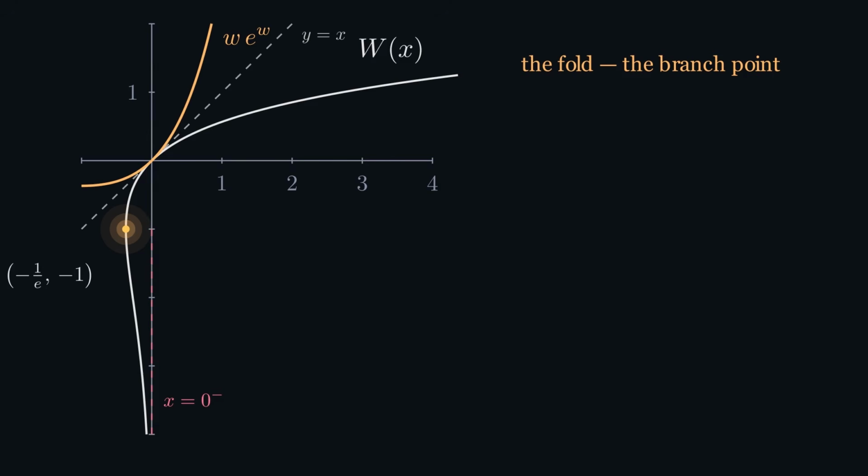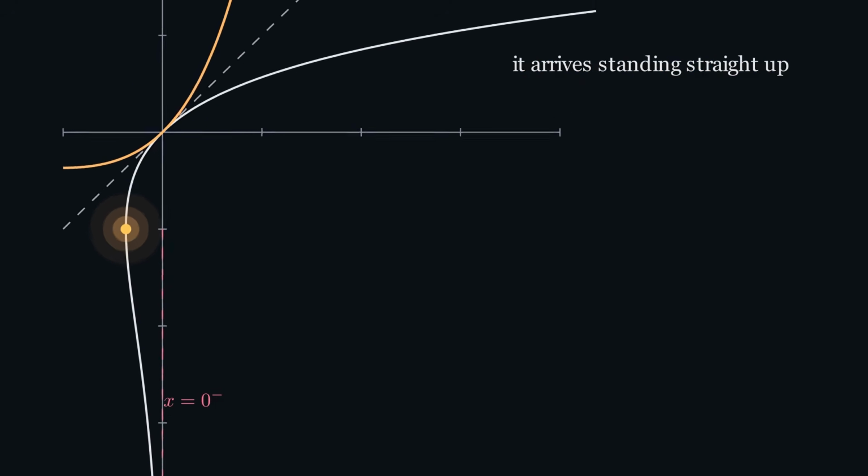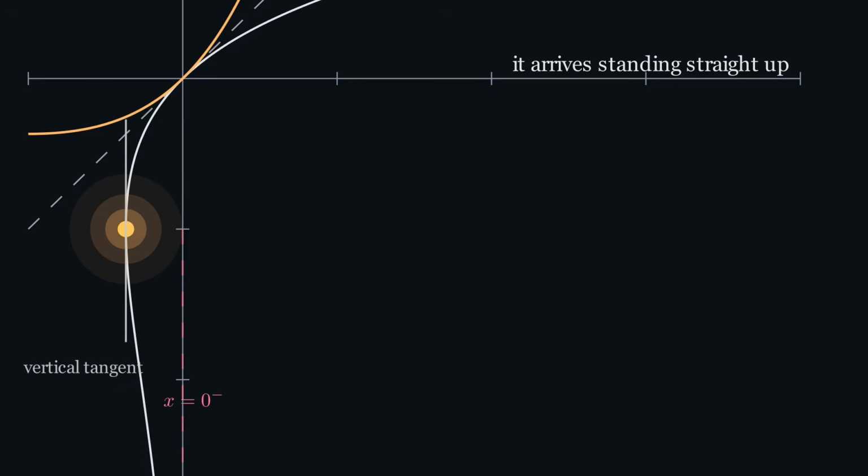And here is a subtle, gorgeous detail. The original curve had a flat, horizontal tangent at its minimum. But reflection swaps horizontal and vertical, so our new function arrives at that fold with a vertical tangent. It comes in standing straight up.